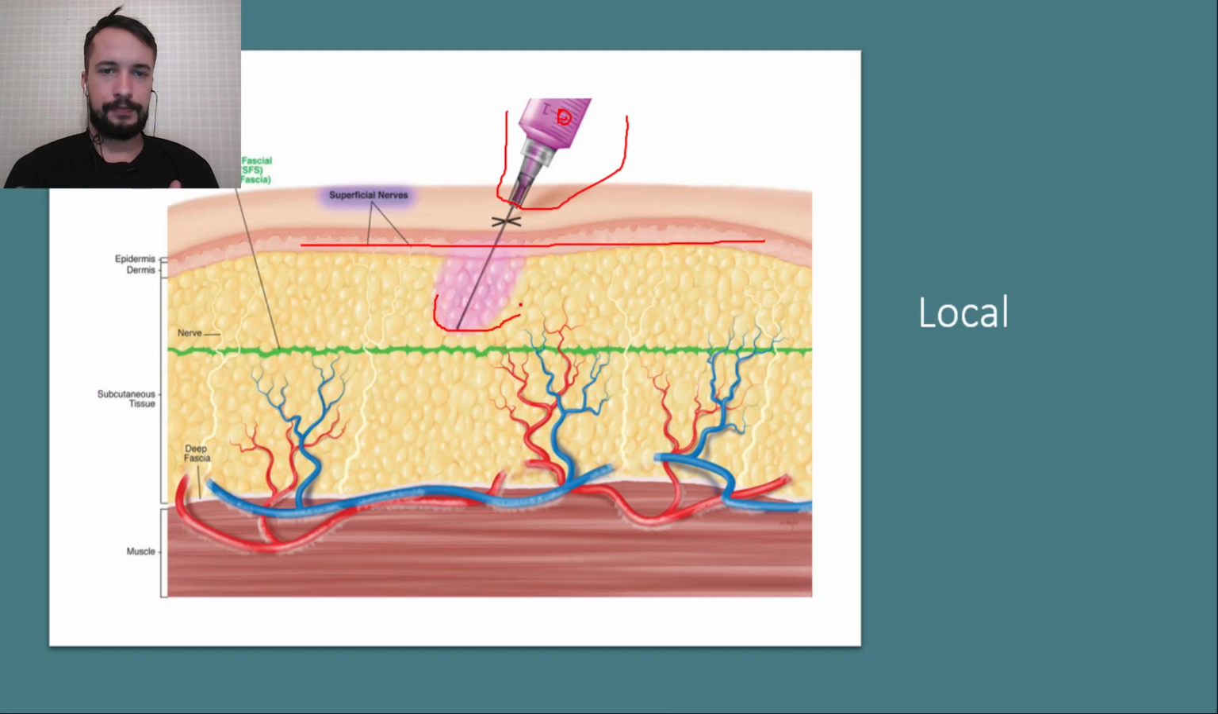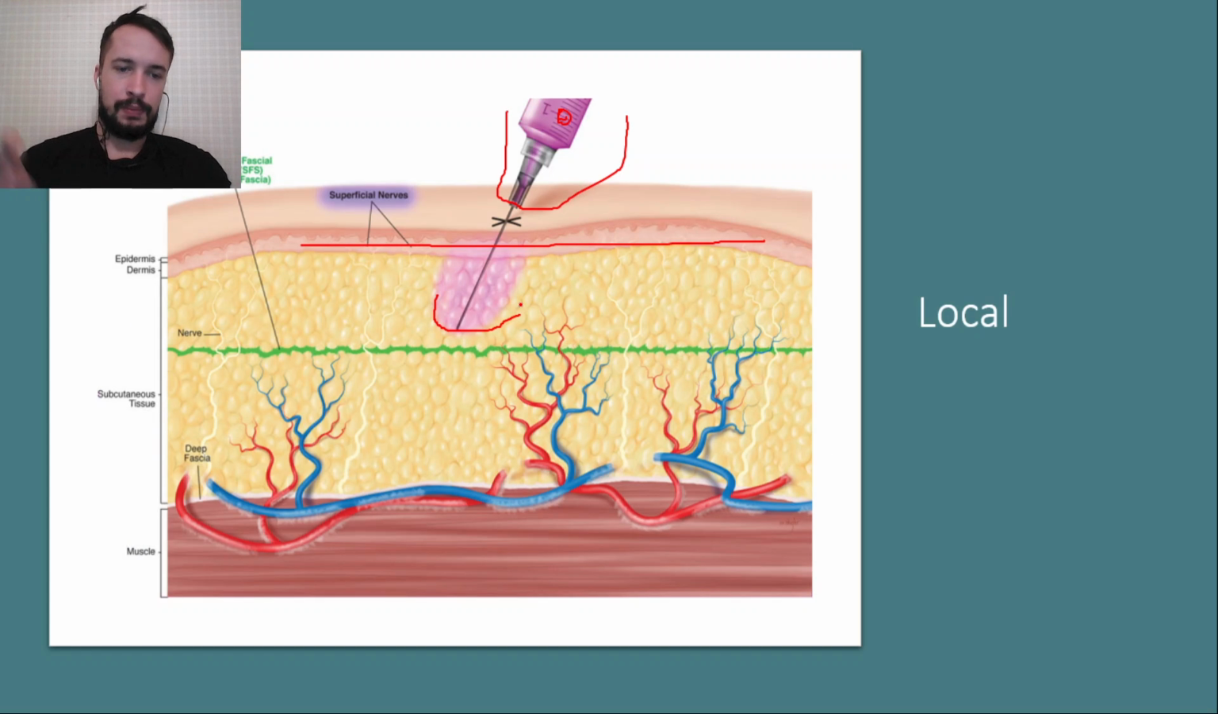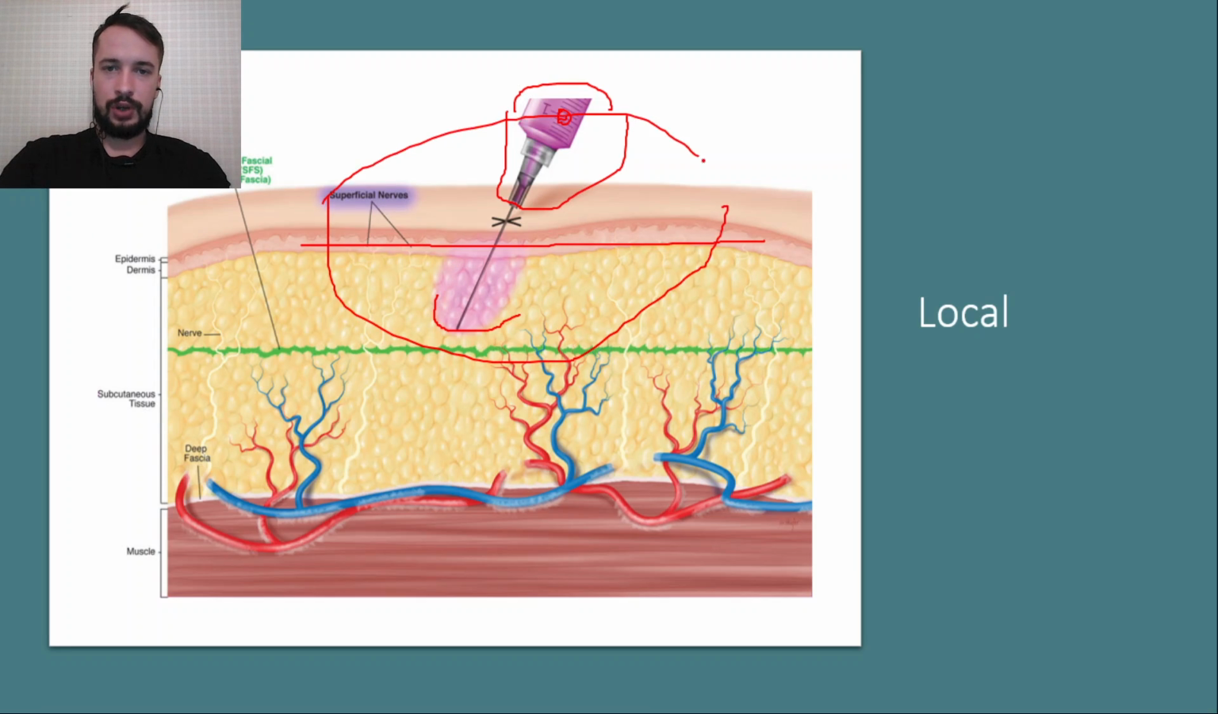What does it mean? Local anesthesia is a reversible elimination of pain sensitivity in a certain part of the body caused by the action of special medicaments. For example, if we have this syringe and we inject some drug into this place, we will have a local anesthesia of this place.